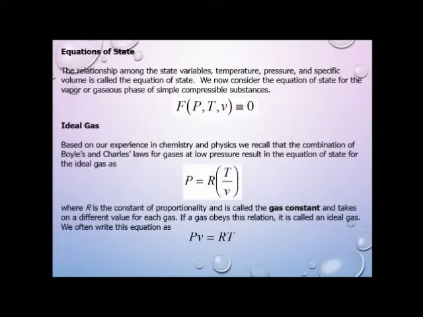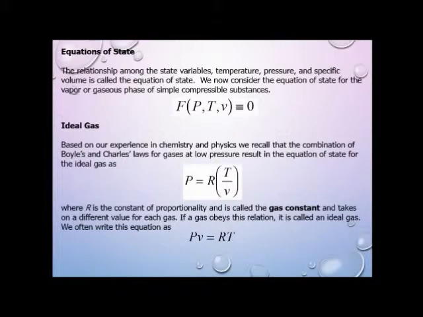Now talking about the equation of state, the relationship among the state variables temperature, pressure, and specific volume is called the equation of state, and it is given as f of pressure, temperature, and volume as the three parameters.